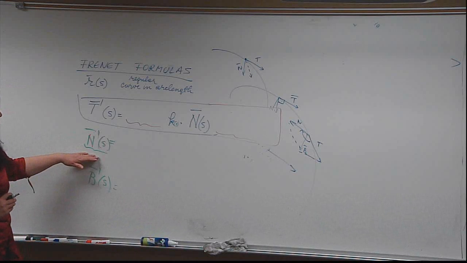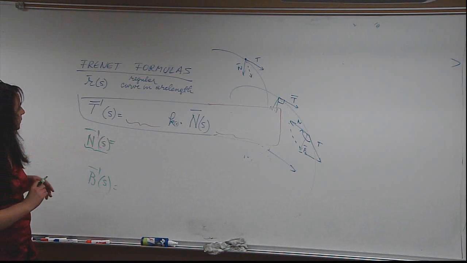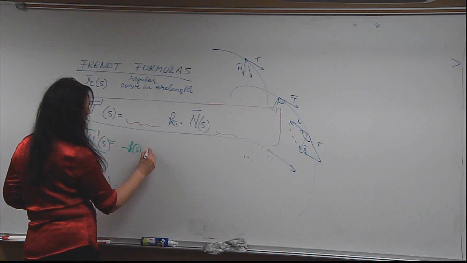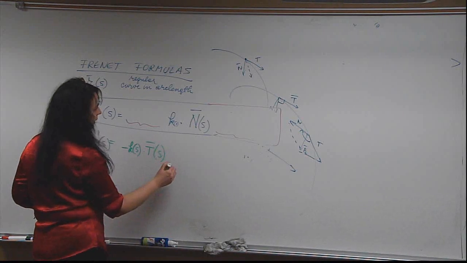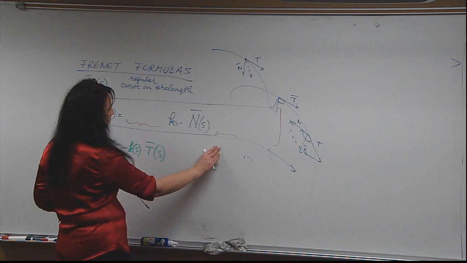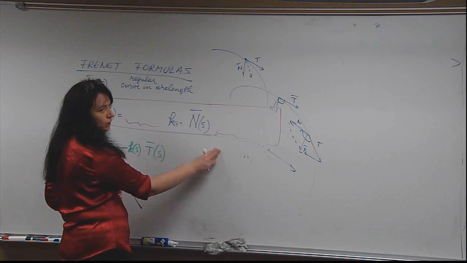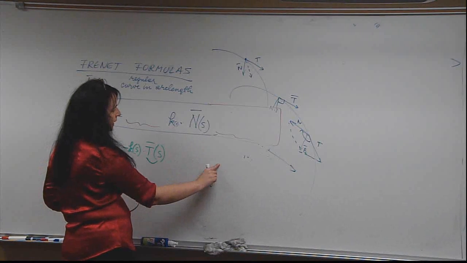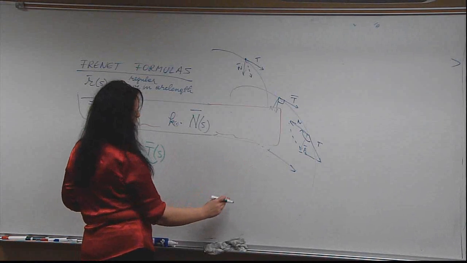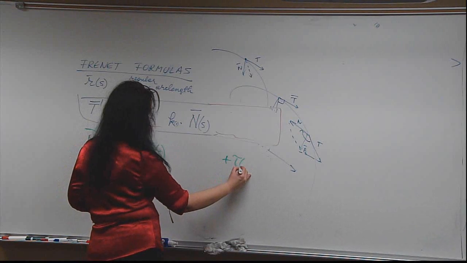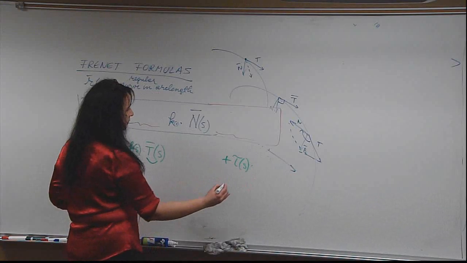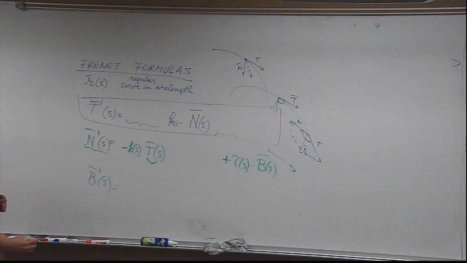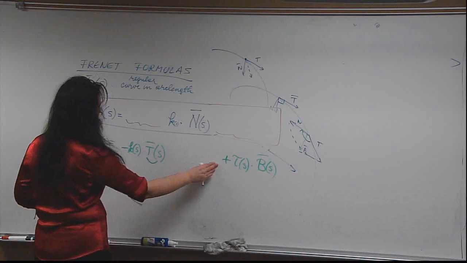So if you were to compute N prime, you're going to get here minus K of S times T of S. Leave room, because there is no component that depends on N. No such component that depends on N. This is in T. There is nothing in N. And then in the end you say plus tau of S times B. So there is something missing.